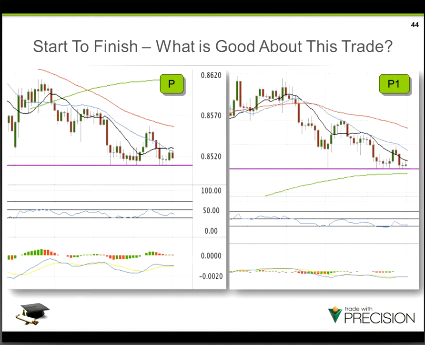Here's the last one. Let's just walk through this one together real quick. Let's see what we can find here. Okay, what's good about this trade? So first off, we can't see much of the trend on P and P1, right? But we assume for this example that the trends are good, at least from what's visible here.